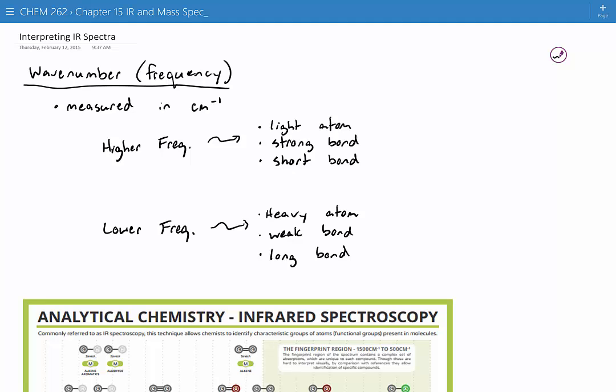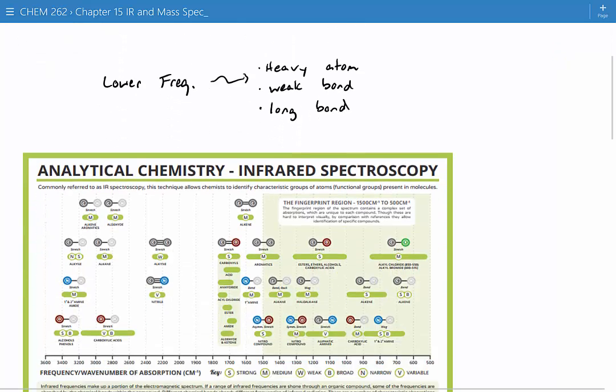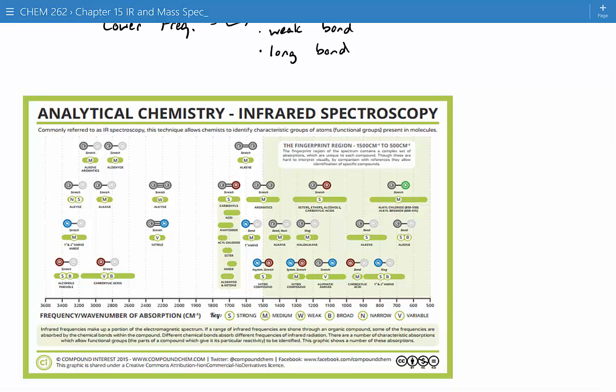And there are two different charts that I gave you guys in class. If you don't have one with you, you can pull them up online. This first one I actually found on a website called Compound Chemistry. And with Compound Chemistry, the guy is a graphic designer, and he's already laid it out really nicely for you. So if you look at the bottom part, he's got our absorption in inverse centimeters, right? So this is our frequency. We know that as we go right, that it's a higher frequency.